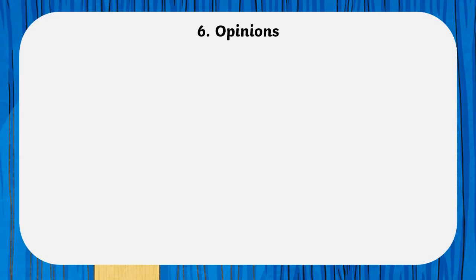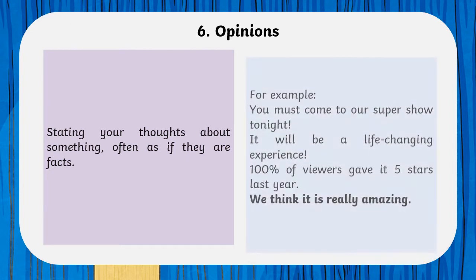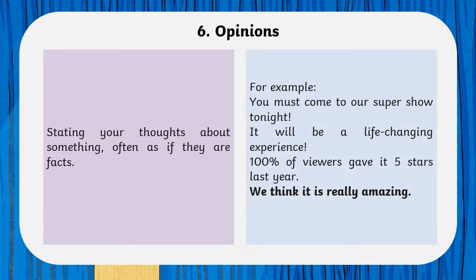The sixth method is by adding your personal opinions. So you're stating your thoughts about something, often as if they are facts. For example, we think it is really amazing. We think it is really important that you change the way we live, okay? Or we believe that this is going to change your life, okay? So you're adding yourself into this text as well.